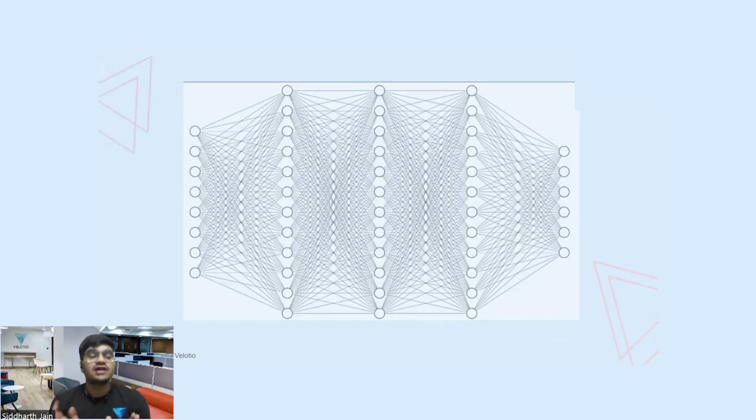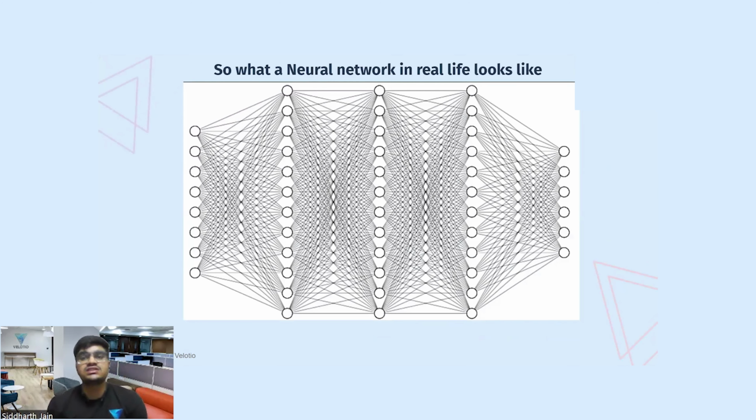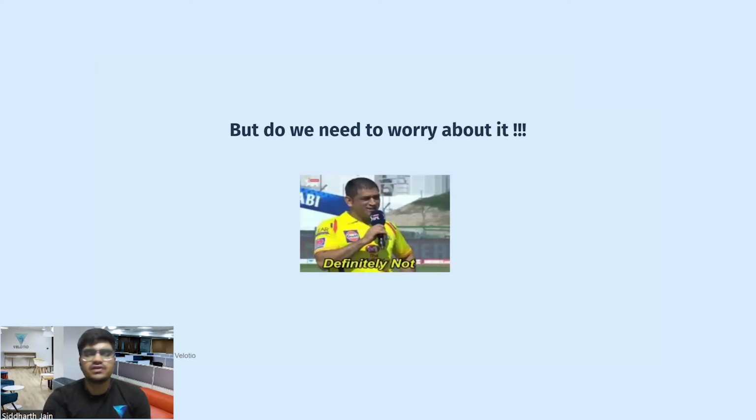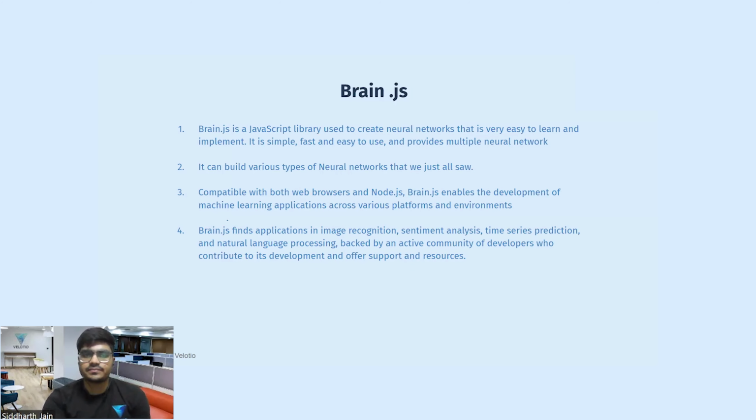So this is how a neural network looks in real life. There are many inputs and many outputs, connected by millions of hidden layers and tons of lines. And thus we would have to build this neural network in JavaScript. But do we have to worry about it? Definitely not. Thus the Brain.js library comes into play.